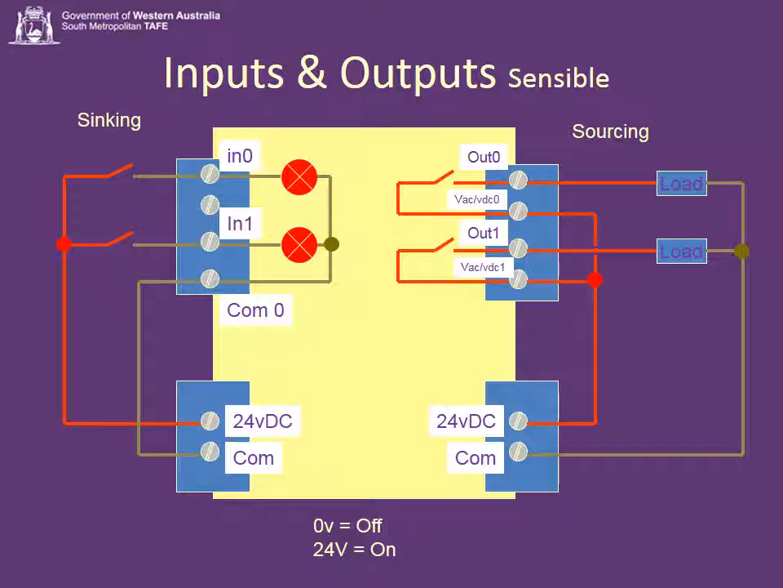Now the outputs are sourcing outputs. The screw on the BMS is the source of the 24 volts. So with this system, these are volts-free contacts. When the output closes, when the relay contact closes, output 0, for instance, becomes 24 volts. That 24 volts travels to the load. The other side of the load is connected to the return, so the load switches on. When you're fault finding this, you'll find that 0 volts is off and 24 volts is on.